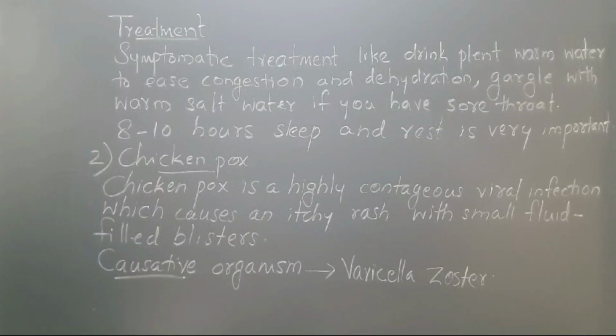Second one is chicken pox. What is chicken pox? It is a highly contagious viral infection which causes an itchy rash with small fluid-filled blisters. If you get chicken pox, on your body there will be an itchy rash with small fluid-filled blisters. The causative organism of chickenpox is varicella zoster.